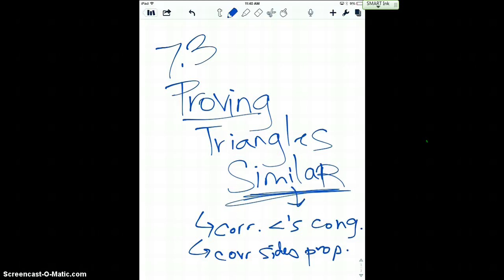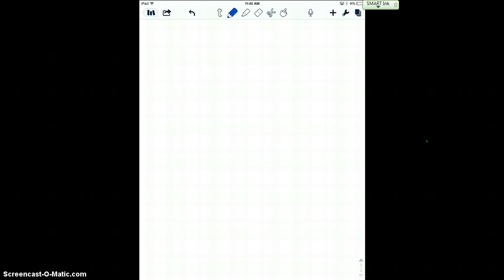Now what's cool, there are some shortcuts. So now we can actually use three ways, three theorems, postulates, to prove triangles are similar. And these are them. AA with the similar symbol. So this is called the AA similarity. So we can use that.